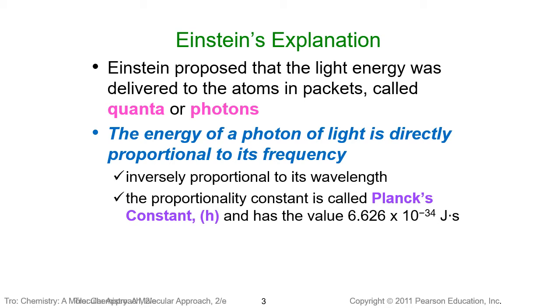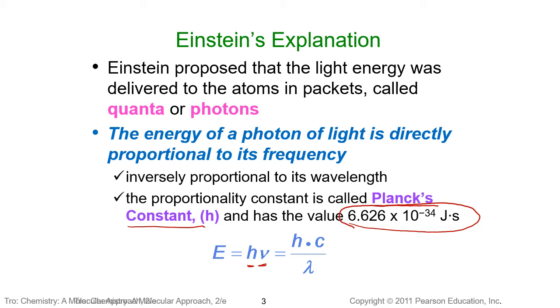If we want to calculate the energy of that photon of light, we have two separate equations that we can use. Because it's directly proportional to the frequency, we can take h, which is Planck's constant. It's a constant of 6.626 times 10 to the negative 34 joule seconds, so joules times seconds, times our frequency in order to calculate the energy. And this is the energy of one photon.